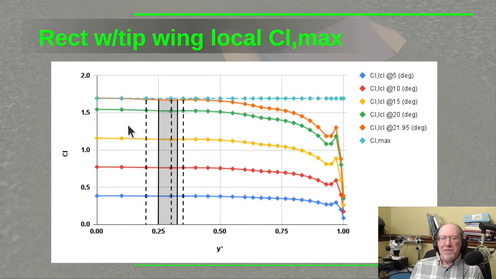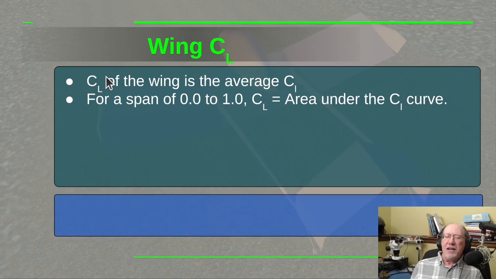So now we have an idea of what angle of attack that wing is going to have its maximum coefficient of lift. And we know all these little dots out here for the local coefficient of lift. So now we can figure out the wing's entire coefficient of lift. And that's right here. The coefficient of lift of the entire wing, see this big L, is the average of all the local coefficients of lift.